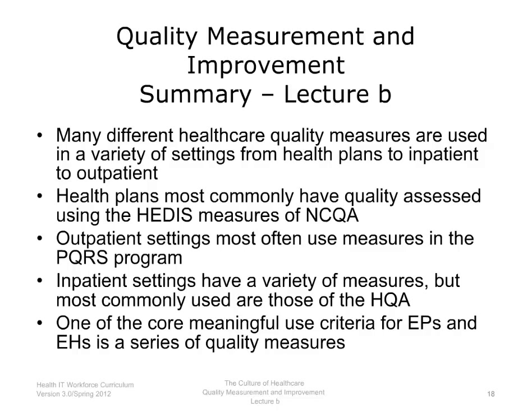This concludes Lecture B of Quality Measurement and Improvement. This lecture has discussed many different healthcare quality measures that are used in a variety of settings, from health plans to inpatient to outpatient. Health plans most commonly have quality assessed by using the HEDIS measures of NCQA. Outpatient settings most often use measures in the PQRS program. Inpatient settings have a variety of measures, but most commonly used are those of the HQA. One of the core meaningful use criteria for eligible professionals, EPs, and eligible hospitals, EHs, is a series of quality measures.